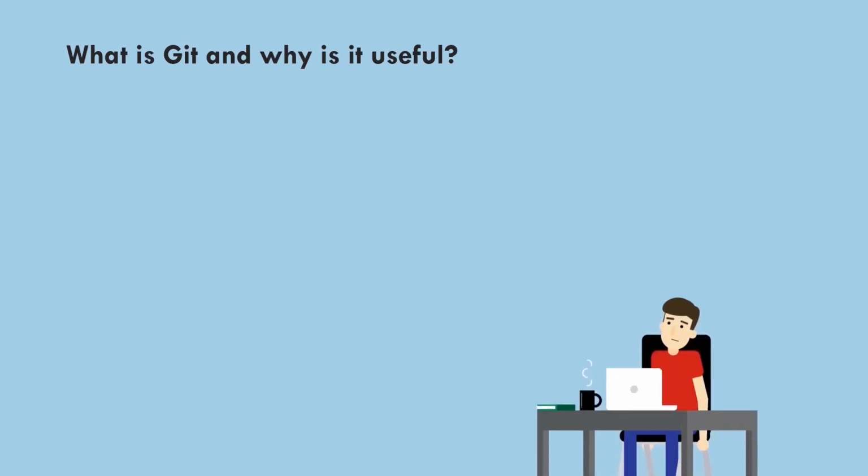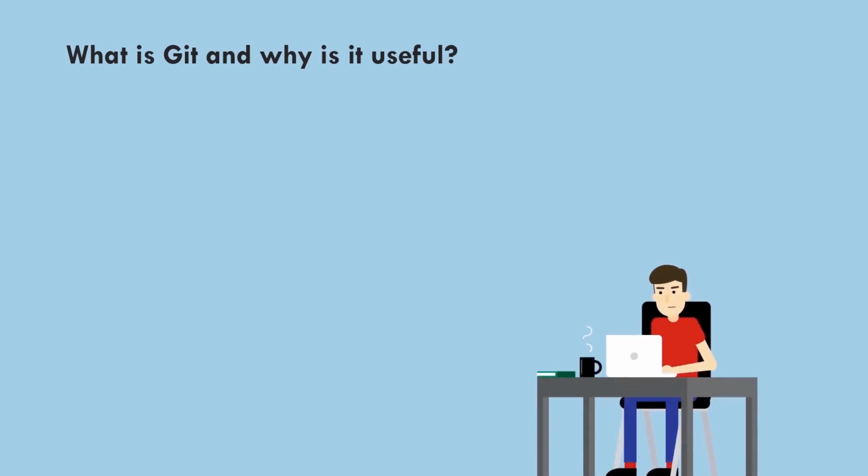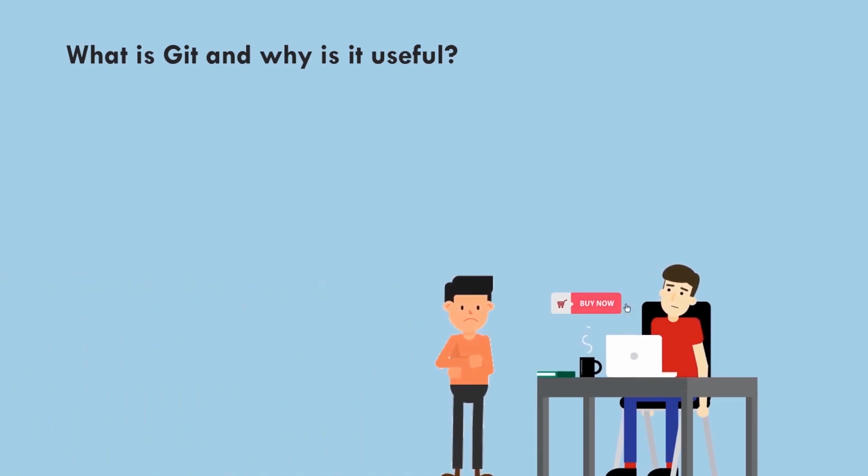Hey guys, today I want to talk about what is Git and why it's useful. Let's suppose there is a software engineer who is working as a front-end developer and is working on some features of a front end like a buy now button. And all of a sudden the customer comes back and asks the developer to change the requirements.